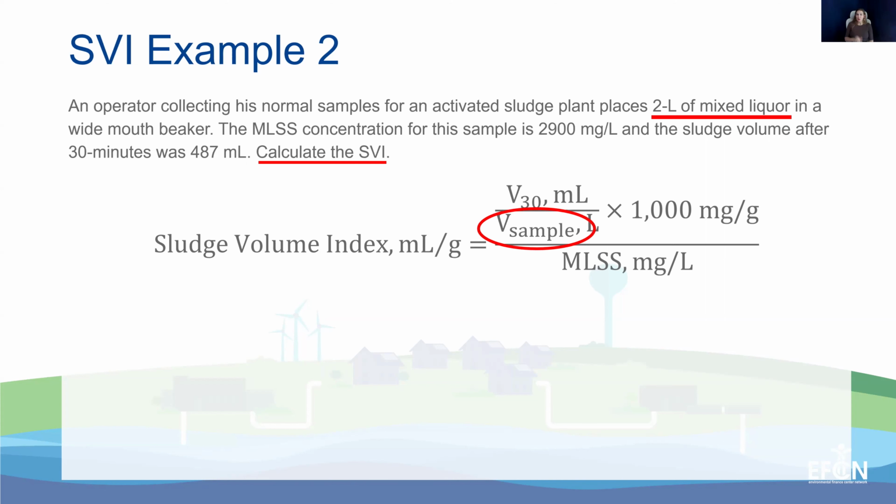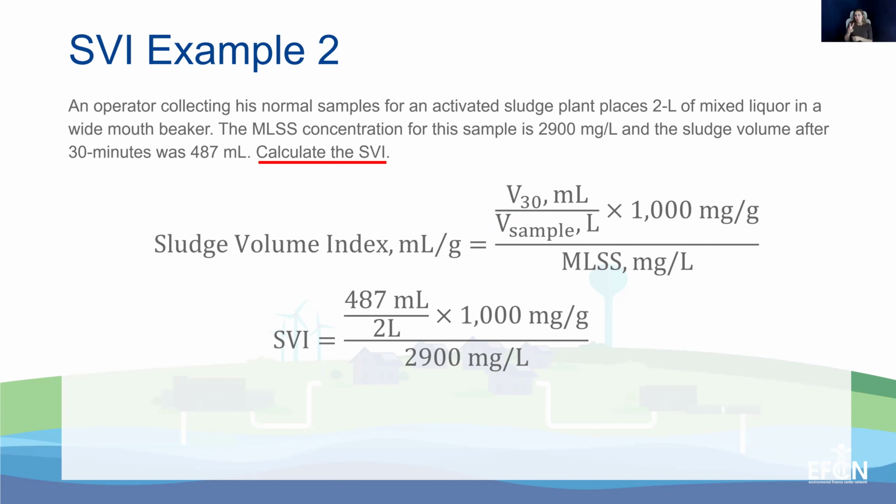Our V30 is that 487 milliliters. The one difference is our sample volume was actually 2 liters because we placed 2 liters in a beaker. So that's one thing that we need to keep an eye out for, to make sure that we're getting the correct volume of our sample. So this time it's going to be 2 liters. And then again, we maybe used a probe to calculate the MLSS at 2,900 milligrams per liter. We can plug that into our equation where we have 487 milliliters over 2 liters, multiplied by my 1,000 milligrams per gram conversion factor, and we divide the whole thing by 2,900 milligrams per liter, and we get 84 milliliters per gram, which should be in our desired range.